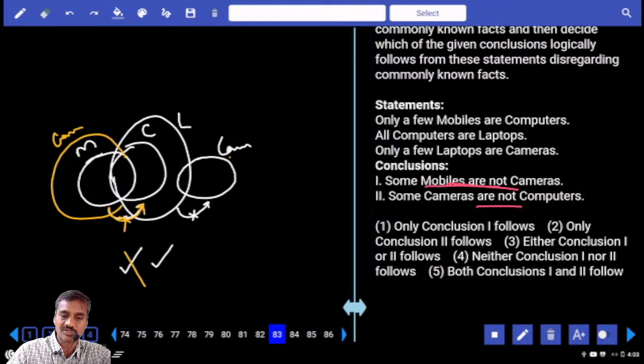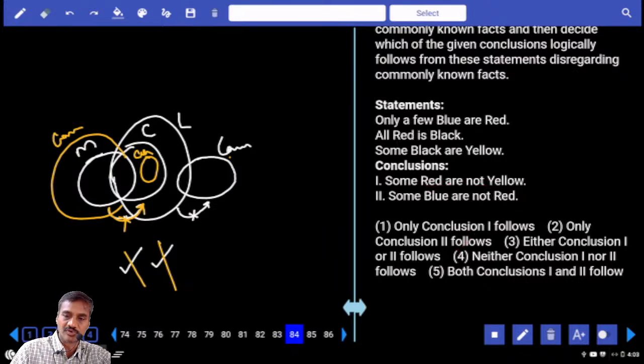Next one, some cameras are not computers. Now I need to prove all cameras are computers. All cameras are computers, can I write camera like this or not? Yes. Hence both the conclusions are false. Neither 1 nor 2, choice for question number 83.